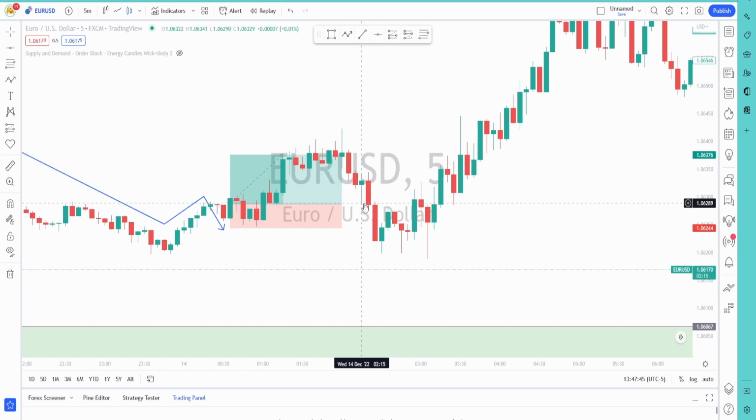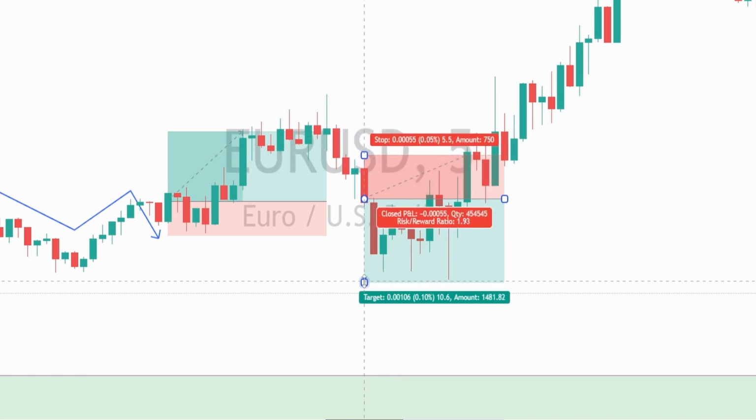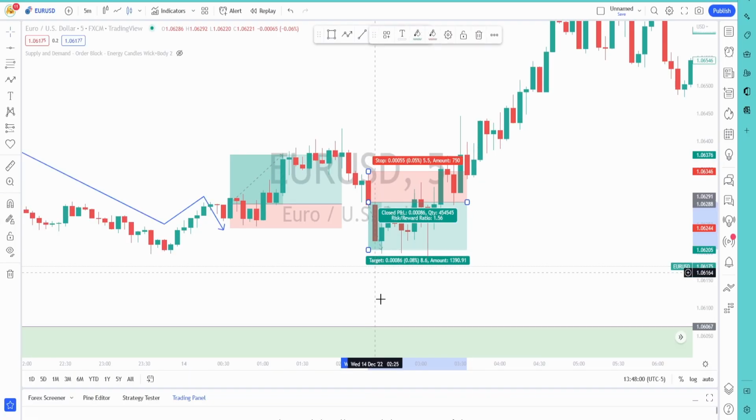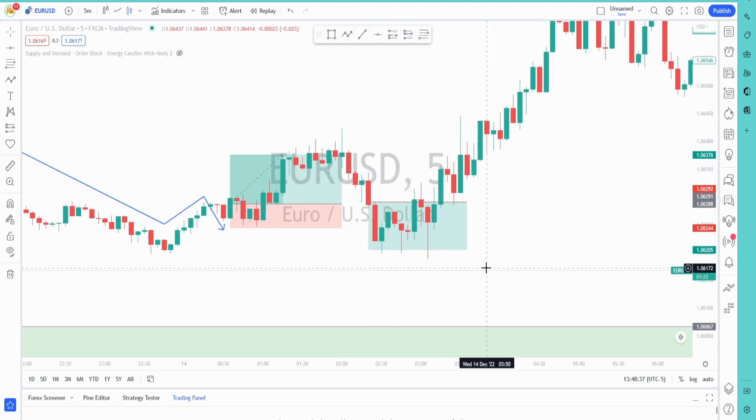Price pulls back. You could have entered at this point. Stop loss just above and targeting the low. And this is only a 1.56, but once it reached a 1-to-1, you would have moved your stop loss to break even. So you can see how powerful this is if you manage your trade properly.